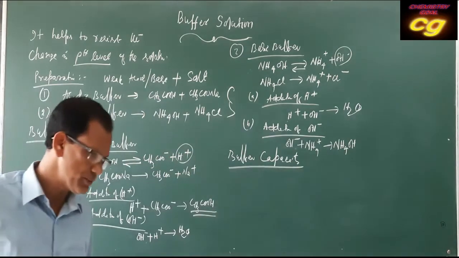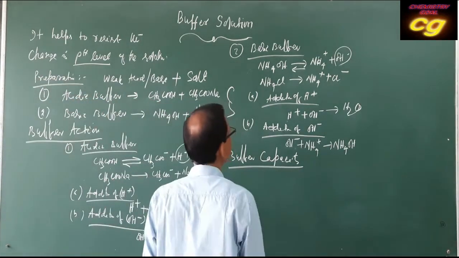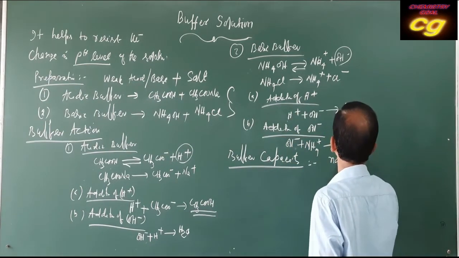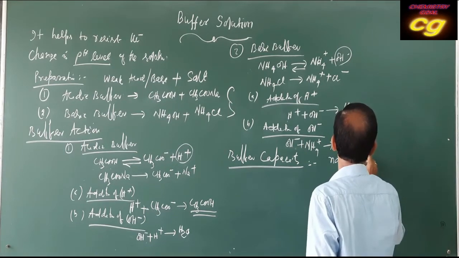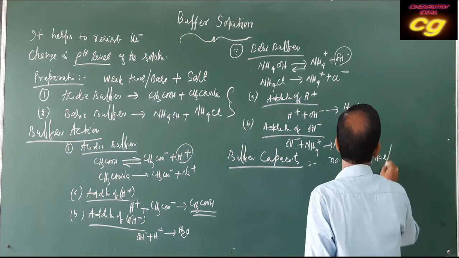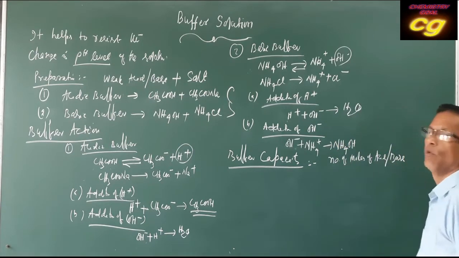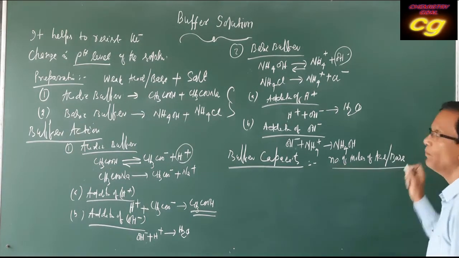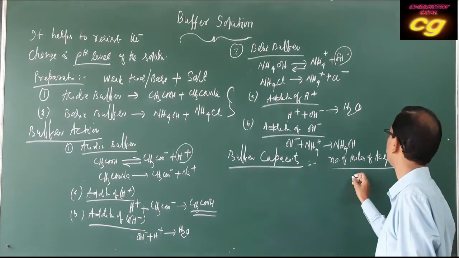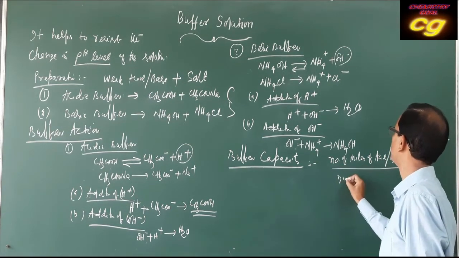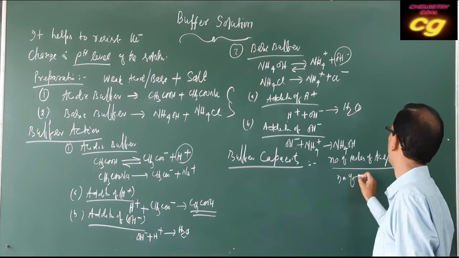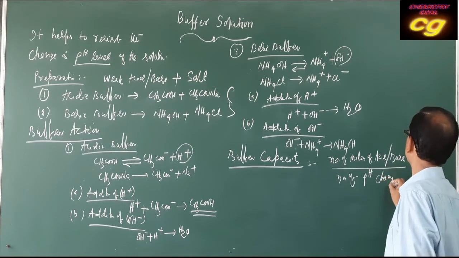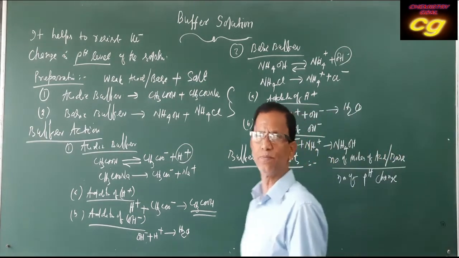Buffer capacity means, we can write the formula, the change in number of moles of acid or base required to bring a change in what? A change in pH. How much is the pH change per unit?